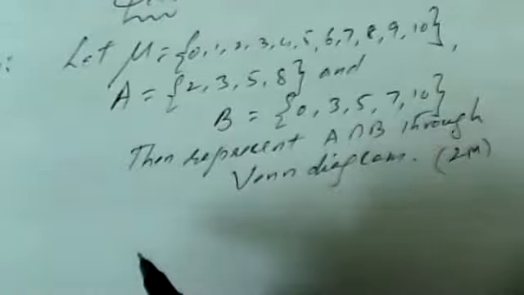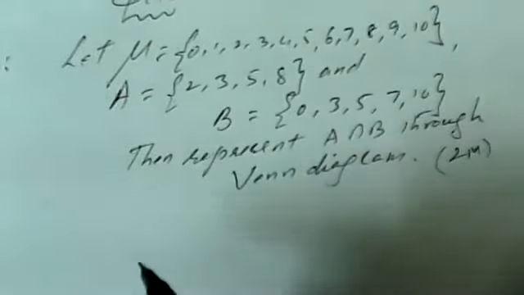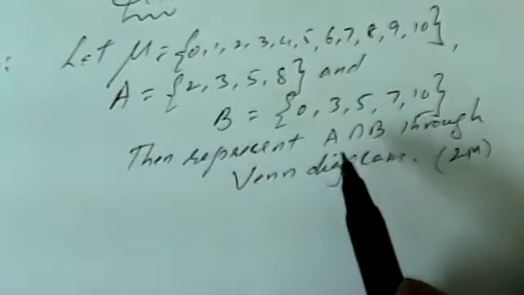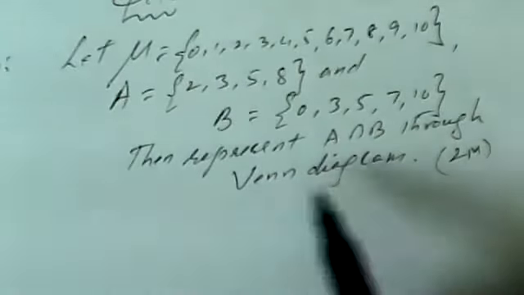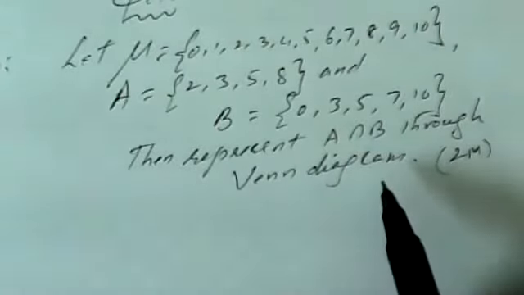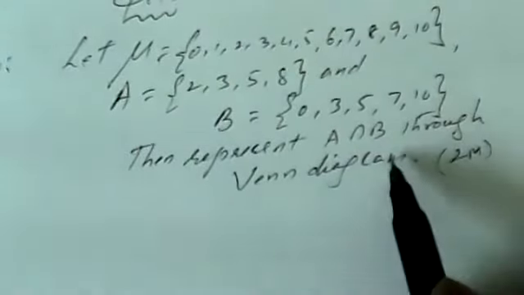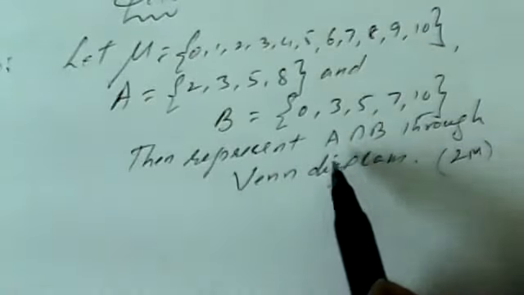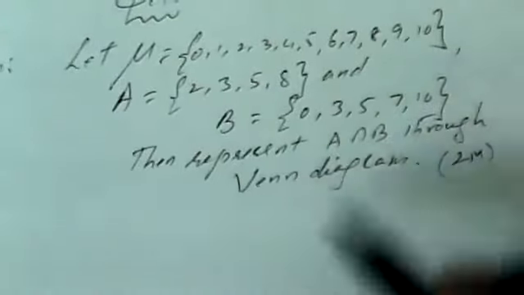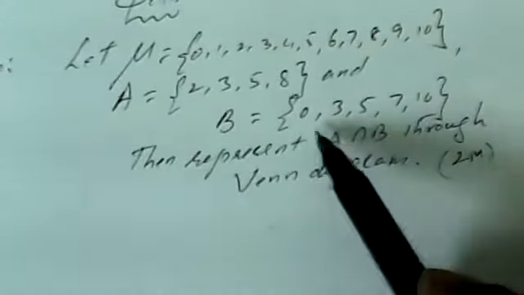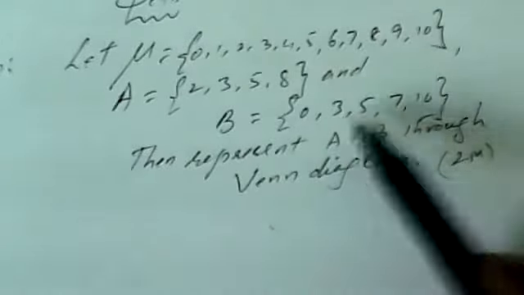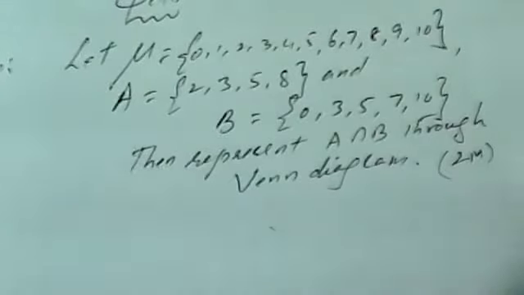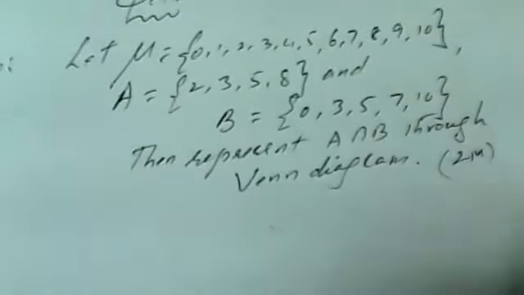So they are not asking to find out A intersection B. A intersection B we have to represent by Venn diagram. So we know that A intersection B means the set containing all the common elements that are present in A and B, common to A and B. So 0 is not here. 3 and 5 are present in both A and B. We will get 3 and 5 in that.